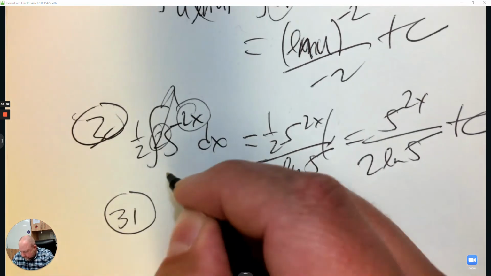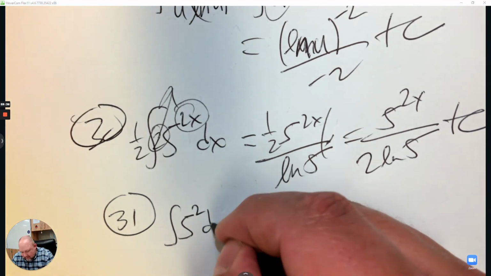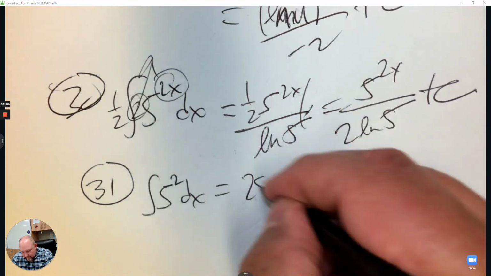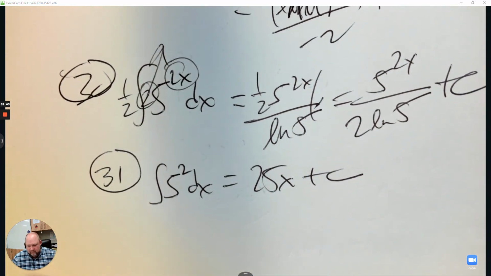31. All right, don't be fooled. 5 squared is 25, so this is 25x plus c. 32.